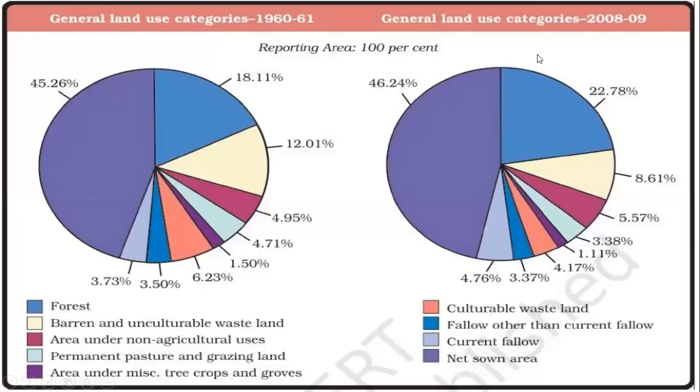So we saw the difference between 1960-61, the land use pattern, and the one that is 2008 and 9. And in your textbooks, you all have a land use category of 2014-15.